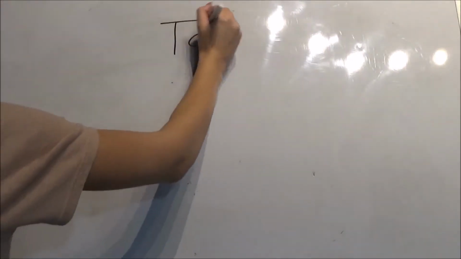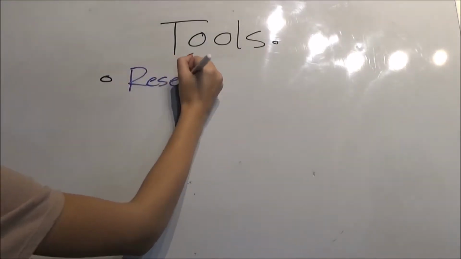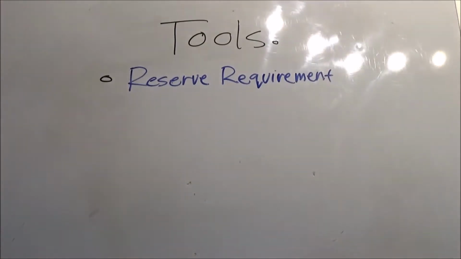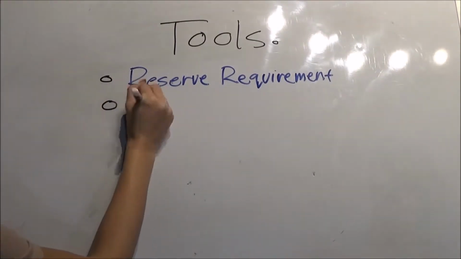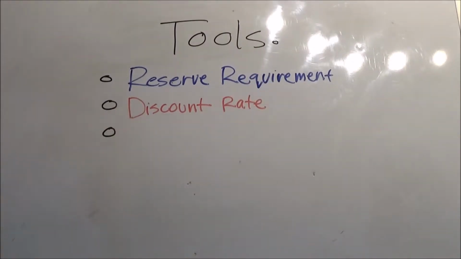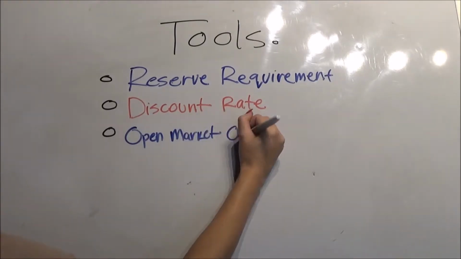There are 3 main tools the Fed uses to manipulate the money supply. There's the reserve requirement, which is the minimum amount of reserves that must be held by a commercial bank. There's the discount rate, which is the minimum interest rate set by the Fed for lending to other banks. And there are open market operations, or the buying and selling of bonds.